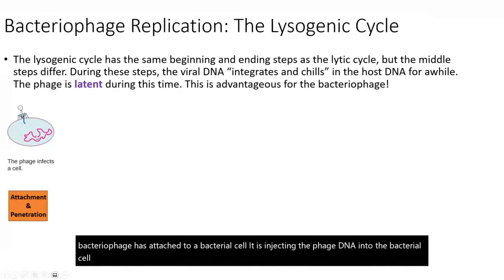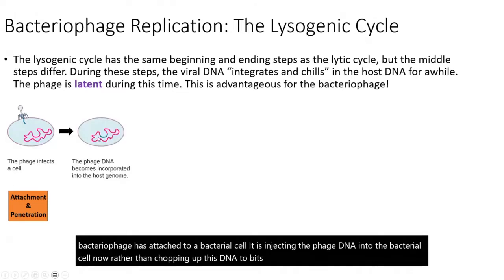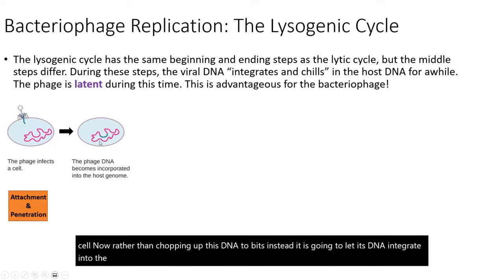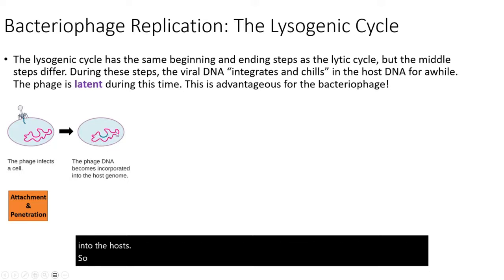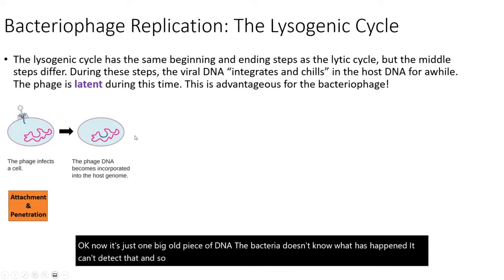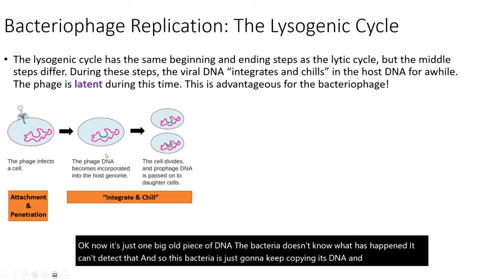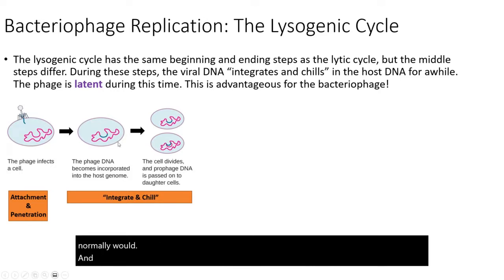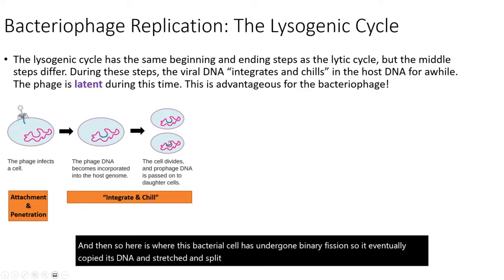Now, rather than chopping up this DNA to bits, instead, it is going to let its DNA integrate into the host's, okay? So now it's just one big old piece of DNA. The bacteria doesn't know what has happened. It can't detect that. And so this bacteria is just going to keep copying its DNA and dividing like it normally would. And so see here is where this bacterial cell has undergone binary fission. So it eventually copied its DNA and stretched and split into two. So notice each of these cells now has viral DNA.